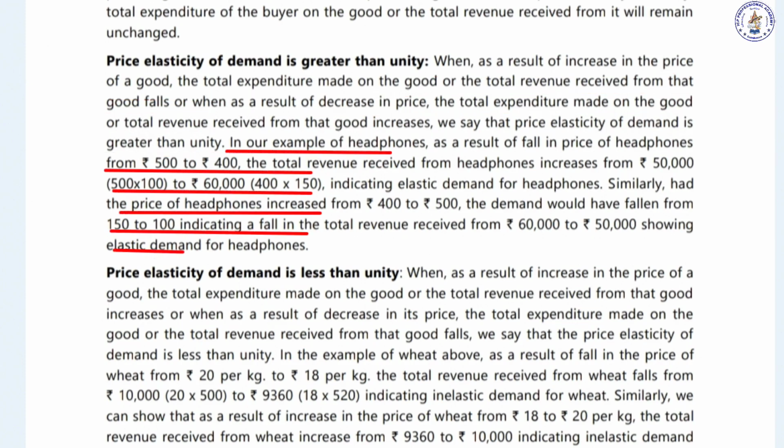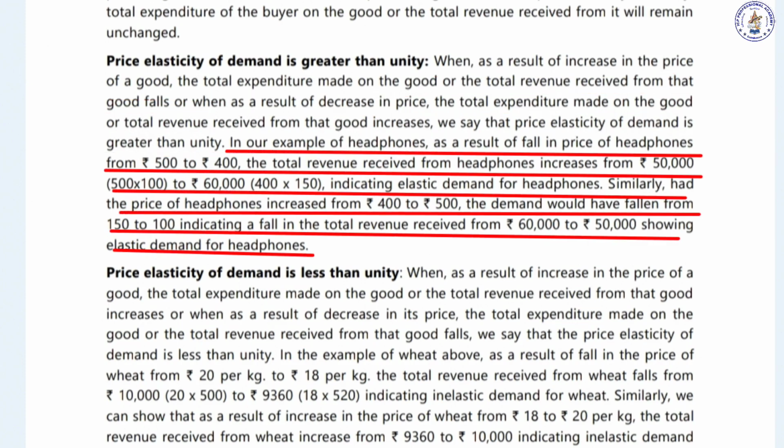Say for example, in the headphone case, the headphone price falls from 500 to 400. So what is the revenue earned from selling this number of headphones when the price reduces to 400 from 500? The total revenue earned from selling the headphones increases from 50,000 to 60,000. So indicating elasticity of demand for headphones.